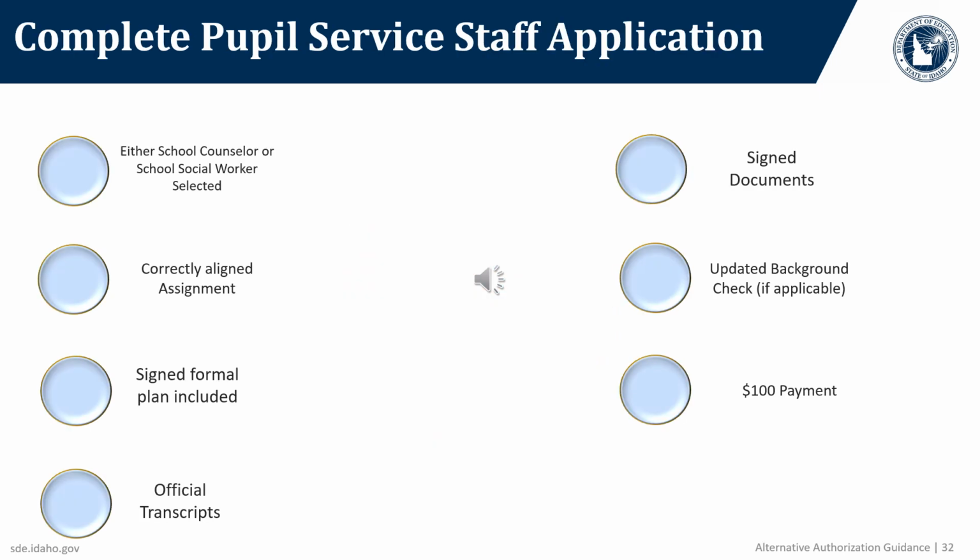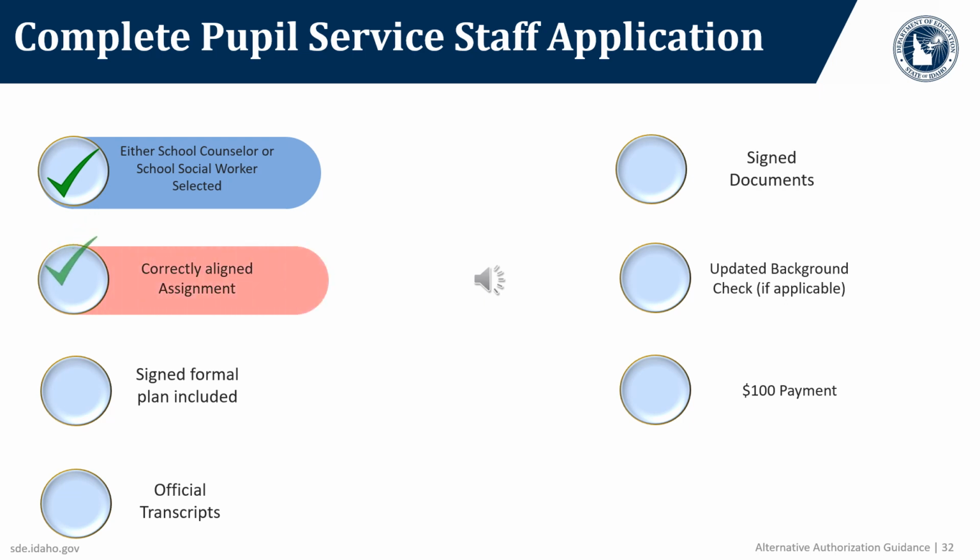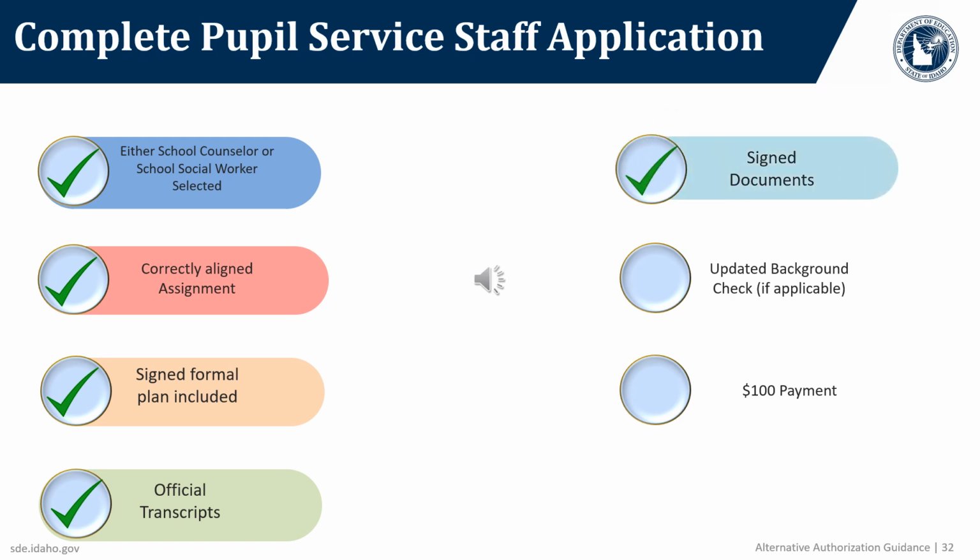Before submitting the pupil service staff application, the following checklist will ensure a complete application. Either school counselor or school social worker has been selected, along with the correctly aligned assignment. Proof of enrollment and official transcripts verifying a completed baccalaureate degree are included. The application has all required signatures, along with a recent background check. Finally, payment must be included before submitting to the state.